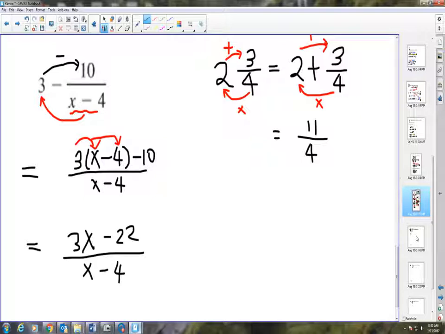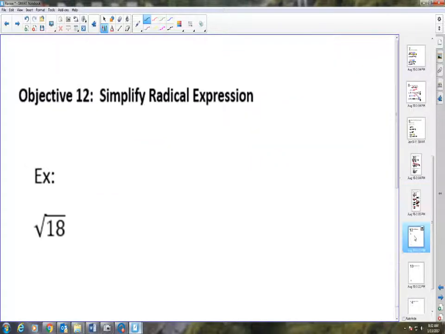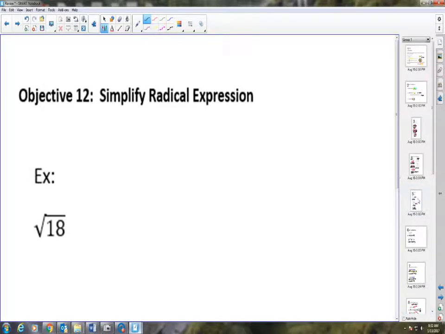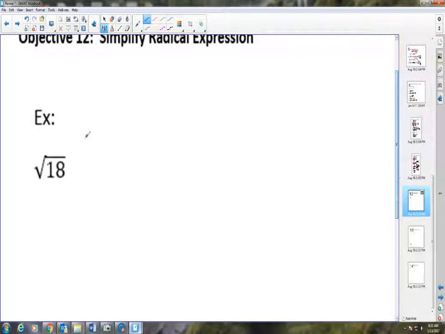And one thing I want to review with you, we're gonna use this pretty quickly, is your radical expression. Simplifying your radical expression. A radical expression can be square roots, cube roots, fourth roots, and so on. Since the 18 here is not a perfect square, then we've got to break this thing down a little bit before we can simplify it. You've probably done this in Algebra 2 class before.